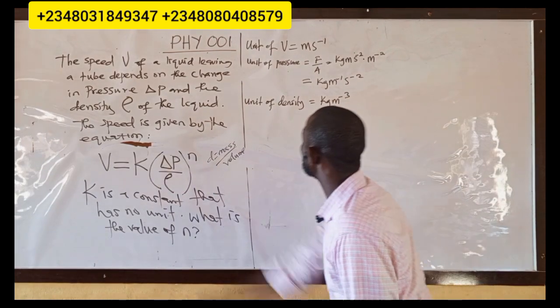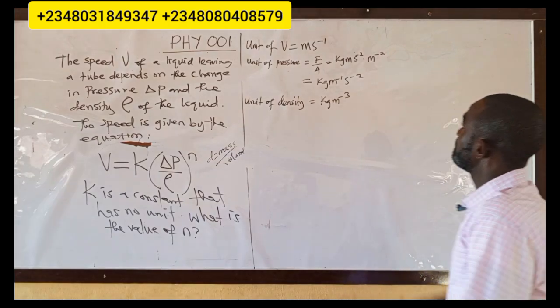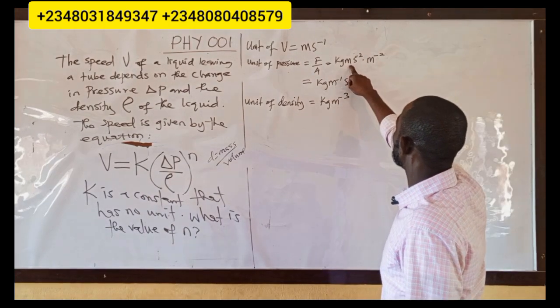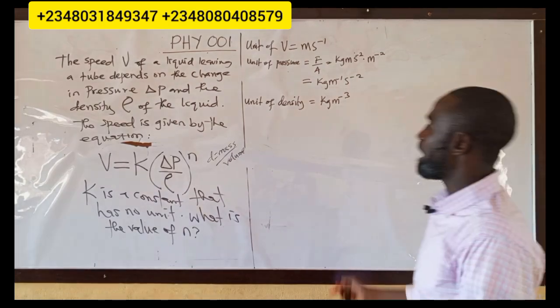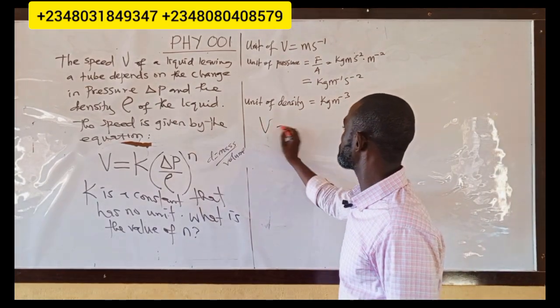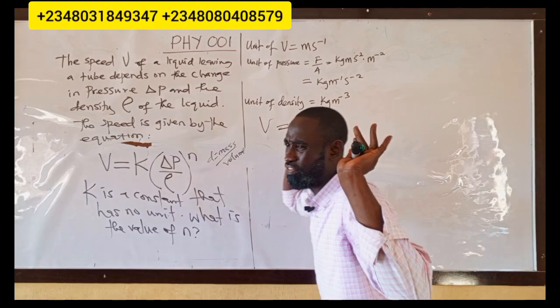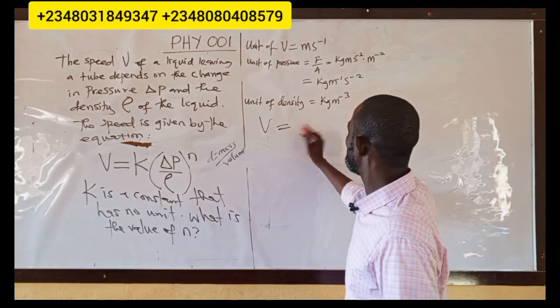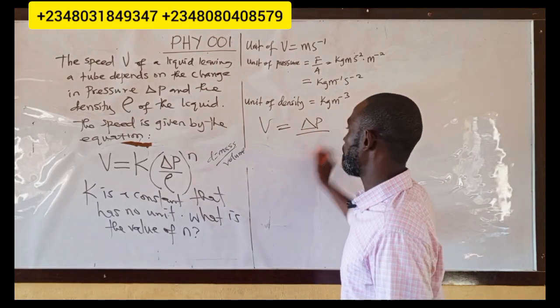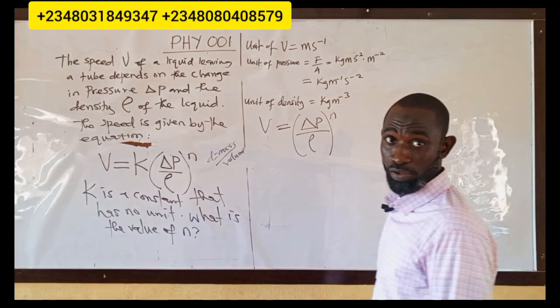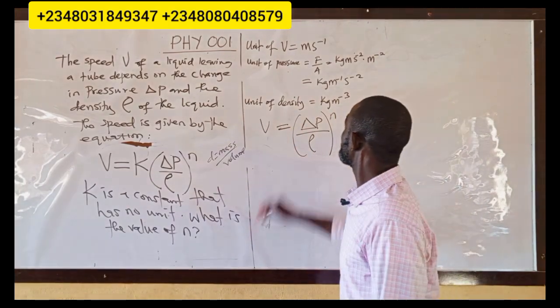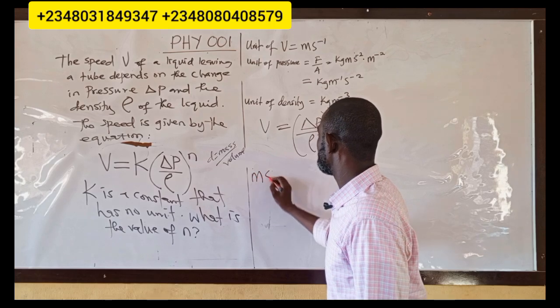So let us change everything here. Let's confirm: kg meter per second squared, then minus 2. Yes, so we're good to go. Now my v equals, just like this, it won't have any effect. So change the pressure, all over density, is for n. Are you with me? So what is v here? v is meters per second.